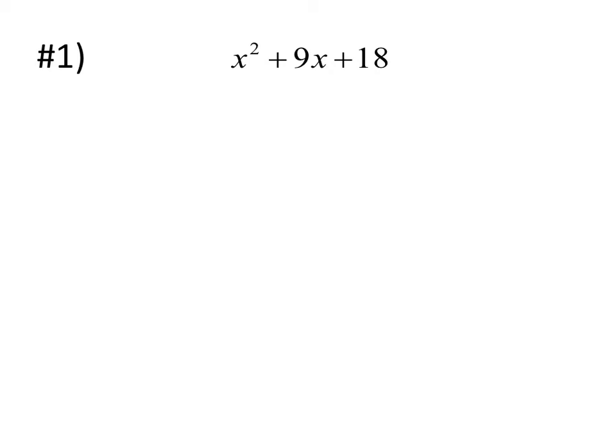Okay, so you've got x squared plus 9x plus 18. Remember, you're going to follow the steps of factoring. So step 1 says factor out the GCF. The three terms don't have anything in common, so you're good.